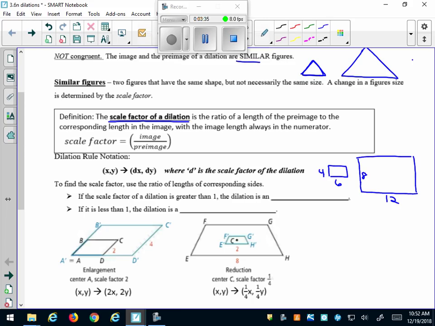Okay, to figure out the scale factor between two figures, a pre-image and an image, what we're going to do is take the length of one of the sides of the image and put it over the length of the corresponding side on the pre-image. I like to think of this as new over old, right? The new length over the old length. And you just divide them, that'll give you the scale factor.